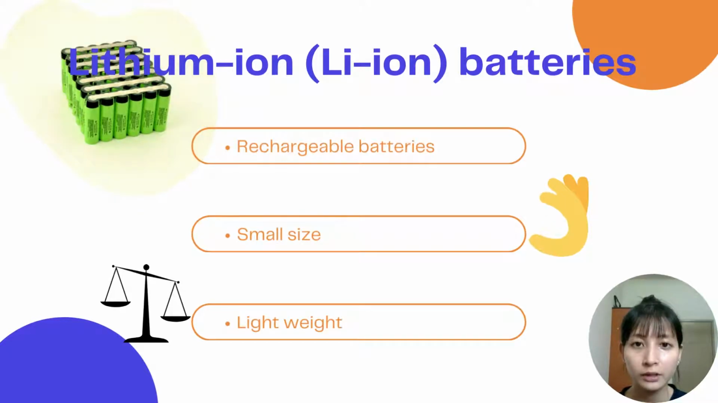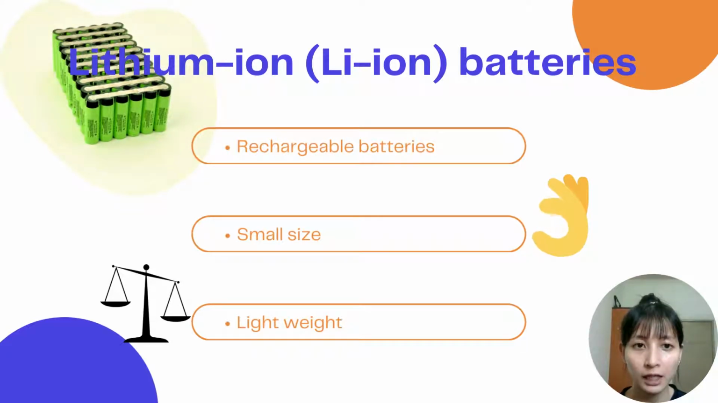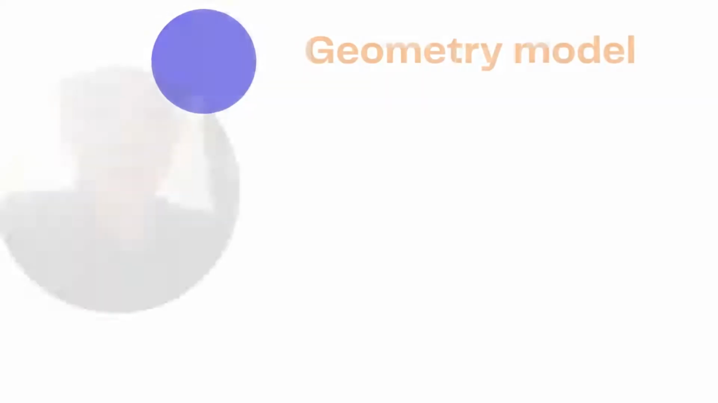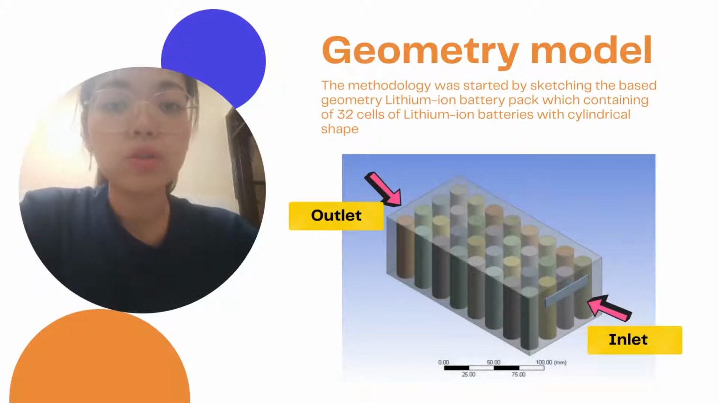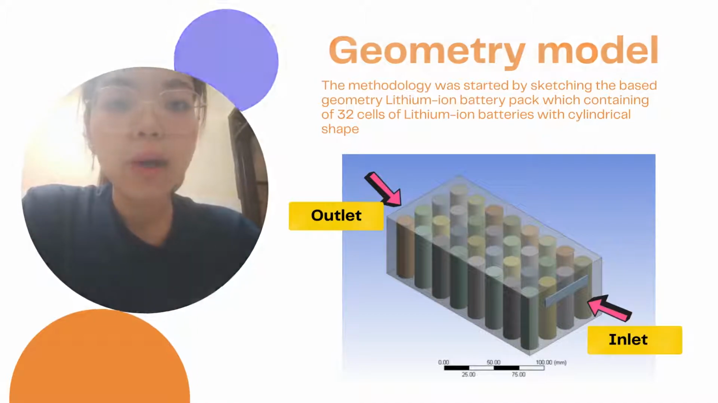Therefore, in order to make the battery power system perform better while ensuring safety, it is necessary to optimize the design of the battery cooling solution. So the methodology started by sketching the base geometry of the lithium-ion battery pack, which contains 32 battery cells. The inlet is located at the upper part of the front wall, while the outlet is located at the lower part of the battery.